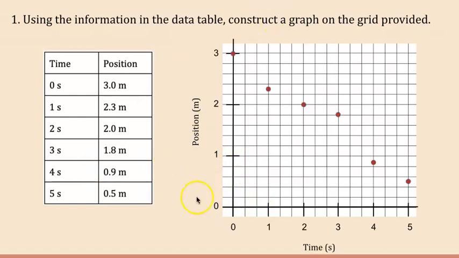This is what my graph looks like, and I'll go over a few of these points with you. So at 0 seconds, which is right here, my position was 3 meters, so I went all the way up and then plotted my first point here. At 1 second, which is right here, my position was 2.3 meters. So I go up to 2, and then this is 2.2, and this is 2.4. So I just went right in the middle of 2.2 and 2.4. And that's kind of the strategy I use to plot the rest of my points.